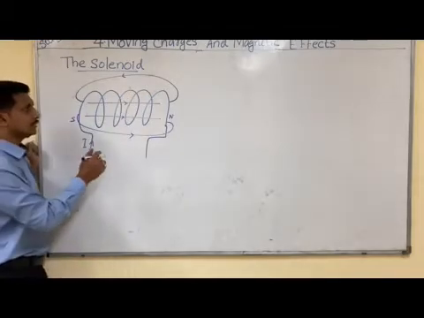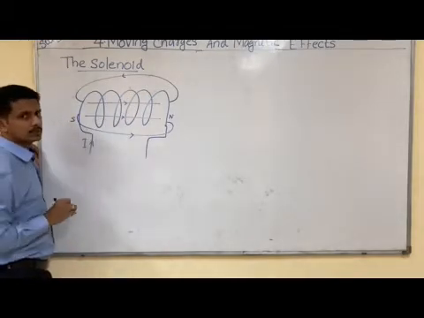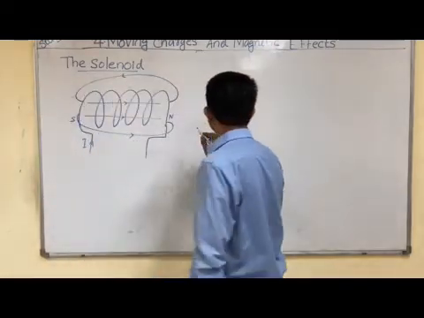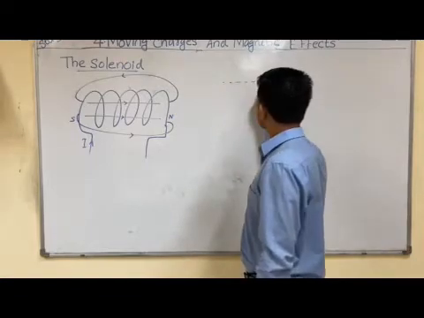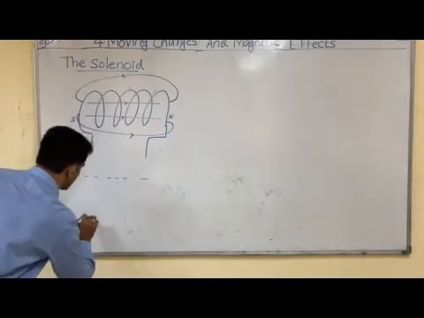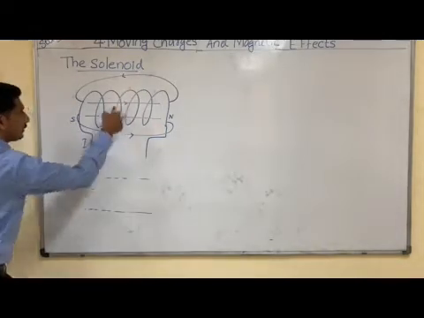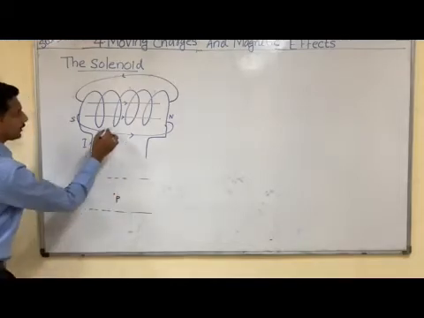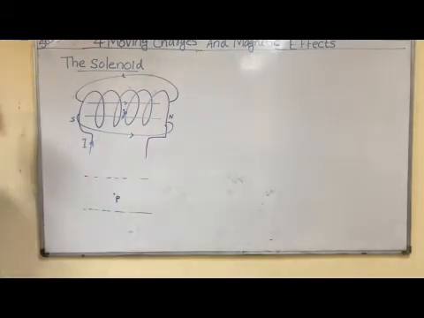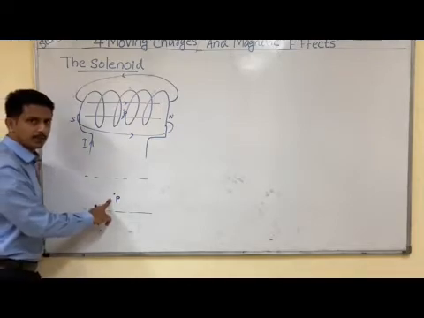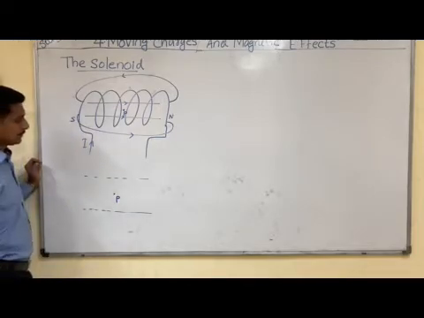Now we are going to consider what magnetic field is produced in the case of a solenoid. For that, we consider the boundary of this solenoid, which is the outer surface, and a point P which is at the center of the solenoid. What magnetic field is produced at this point P, that is what we are going to discuss.